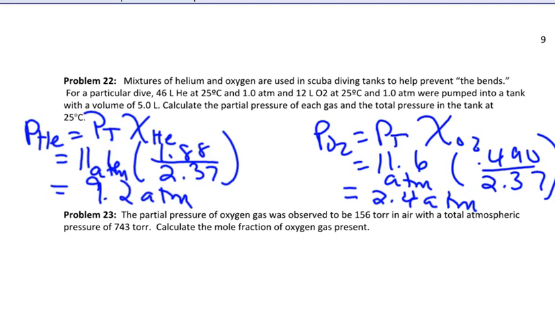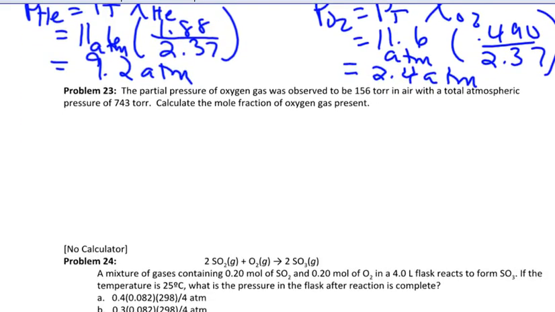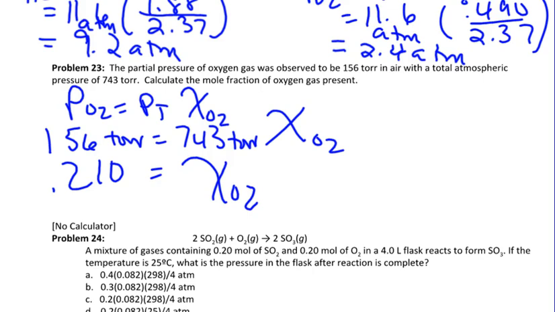Look at number 23 and try to figure it out on your own. It's easier than you might think. Look at it, try to solve it, and see how you do. Here I use the same equation again. Partial pressure of oxygen equals the total pressure times chi. Plugged in my numbers. Notice my torrs are going to cancel out. The units cancel out, so chi is unitless. I get 0.210. Yes, it really was that easy.